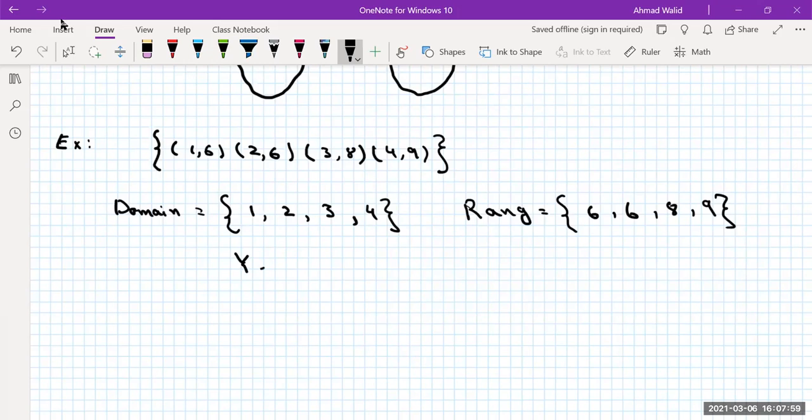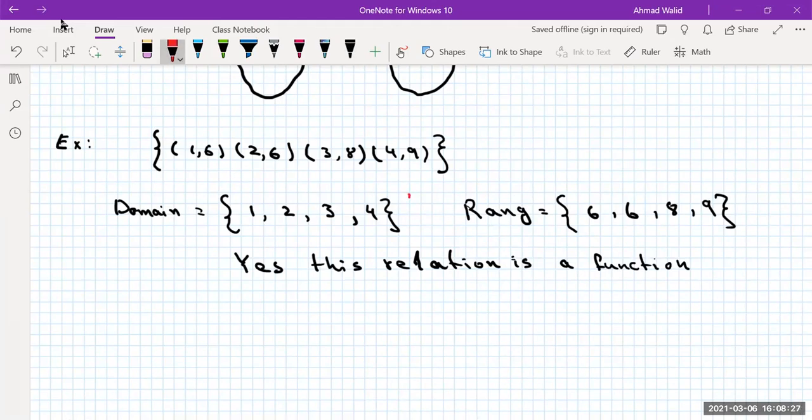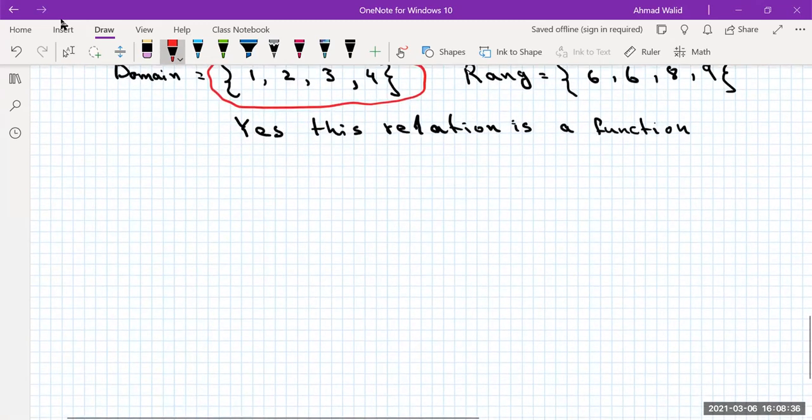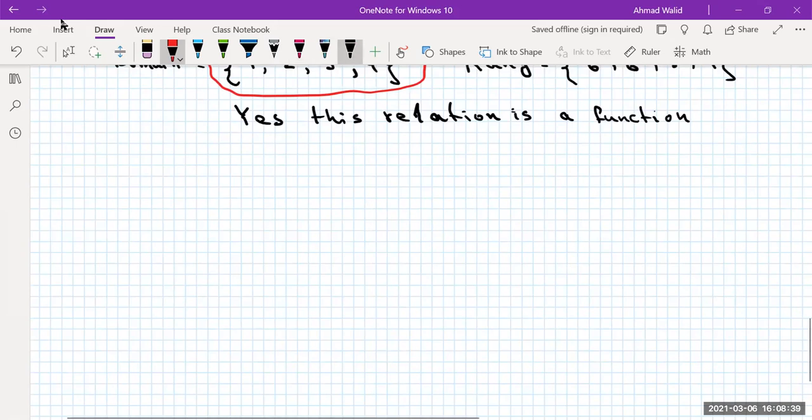Then the answer is yes. This relation represents a function. Only focus on domain. If there is no repeating x, that relation represents a function. Correct? Another example.